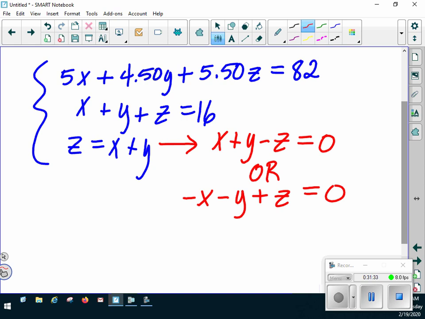Row 3, let's use this one. 1, 1, negative 1. What will be in your 3 by 1? 82, 16, 0. Good. Well done. Okay, we have 2 more to set up.